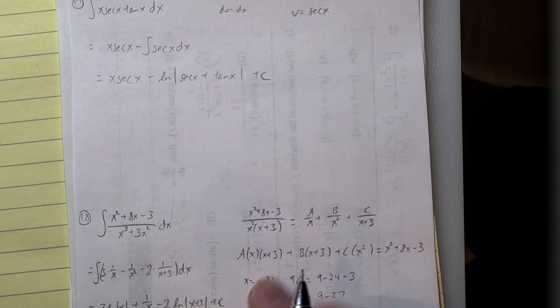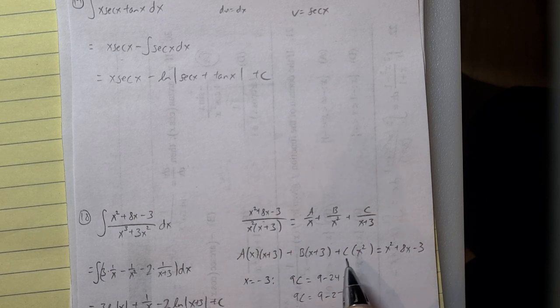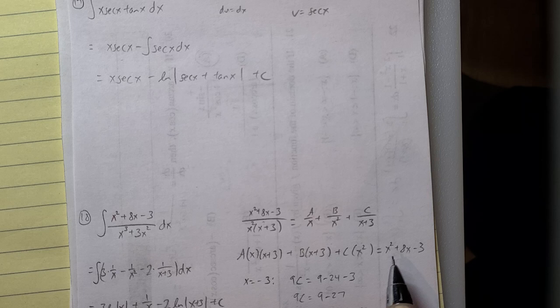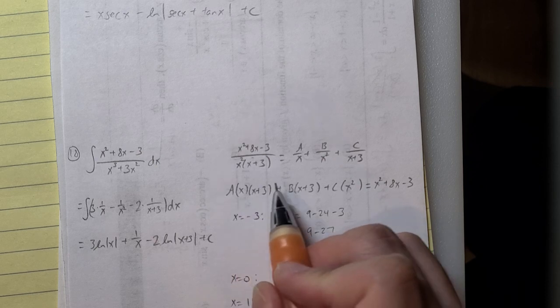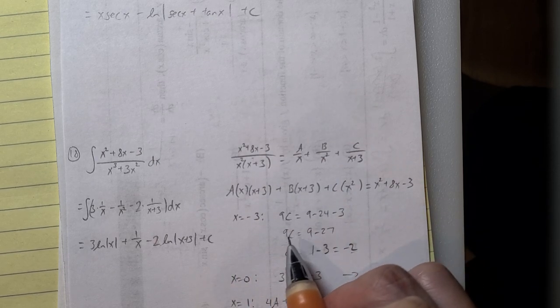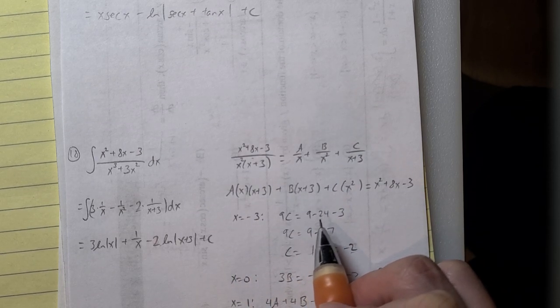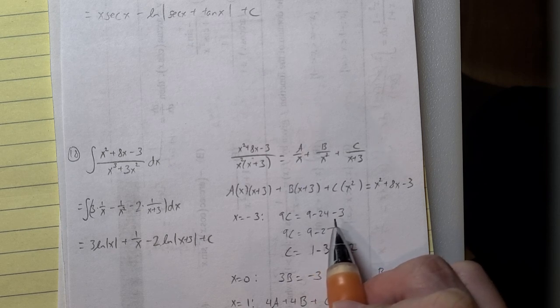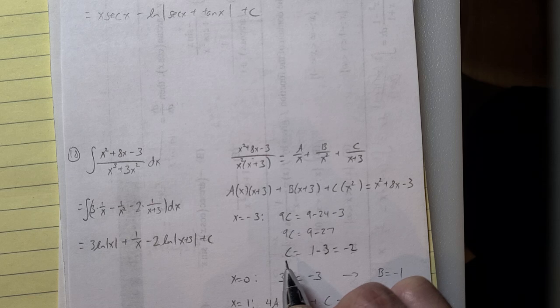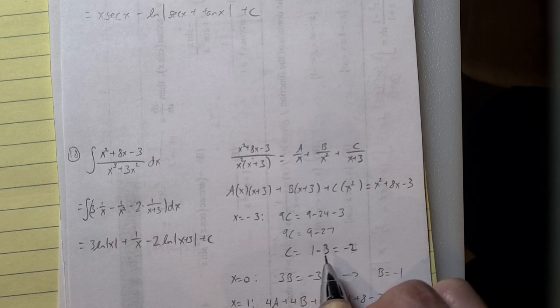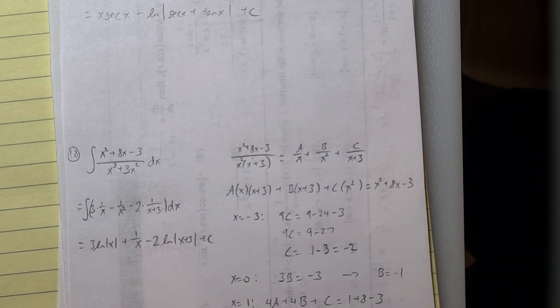So A times x times x plus 3 plus B times x plus 3 plus C times x squared is equal to the top over here, x squared plus 8x minus 3. We plug in easy numbers again, like x is negative 3. This would go away, this would go away. 9C is equal to 9 minus 24 minus 3. So 9C is equal to 9 minus 27. I divide through by the 9. C is 1 minus 3, which is negative 2.